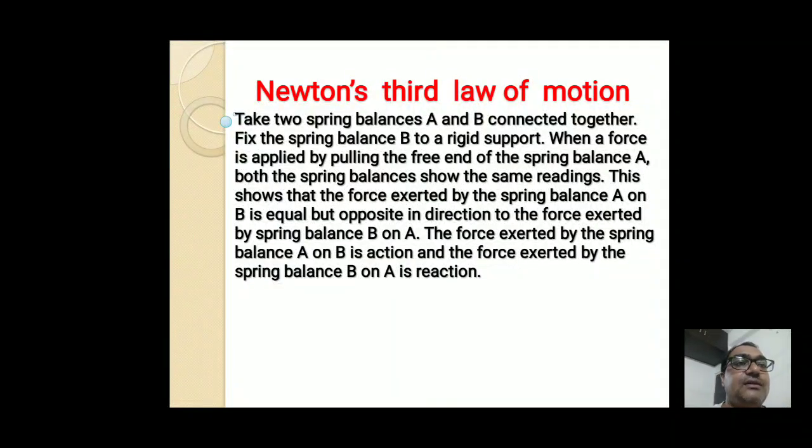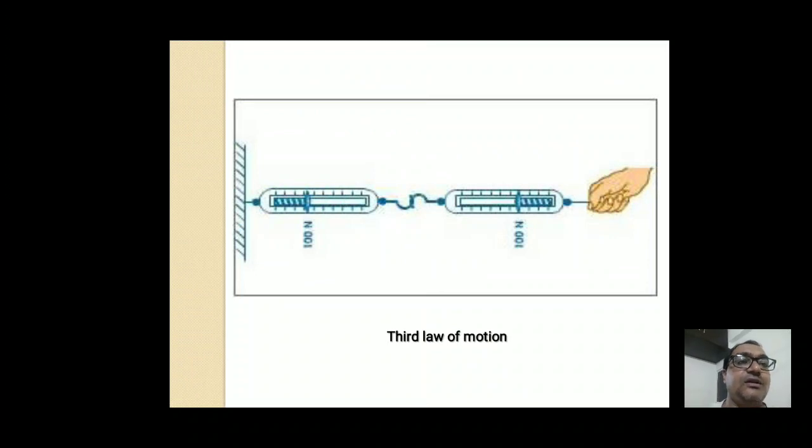So students, let us understand it with this particular picture. You can see here two spring balances are connected to each other, and spring balance B is connected to the wall. When we apply the force on spring balance A and note down the reading, both the spring balances will show the same reading. Suppose spring balance A shows 100 Newton, then spring balance B is also showing 100 Newton. So this is Newton's third law of motion, that for every action there is an equal and opposite reaction.